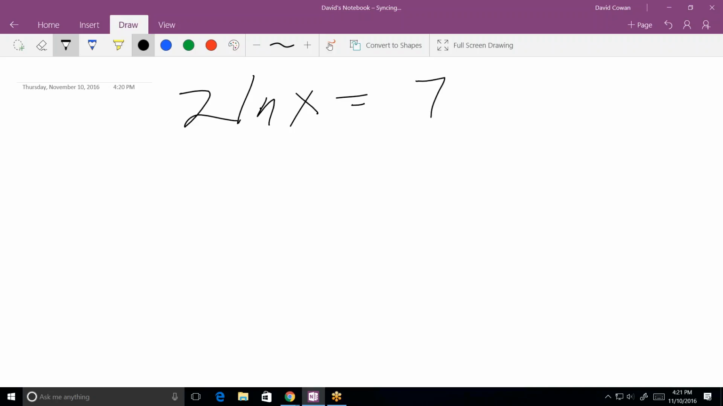Okay. Always when you're trying to solve natural log equations, you want to get it down to that. You know how when you're solving a normal equation, you want to get it down to x. But when you're solving logarithmic equations, you want to get it down to this. And to get it down to that, I needed to divide both sides by 2. So I end up getting this.